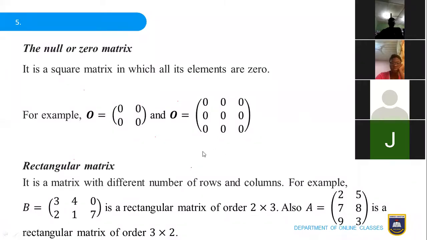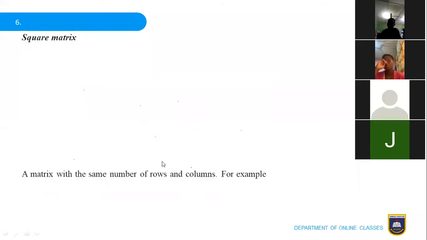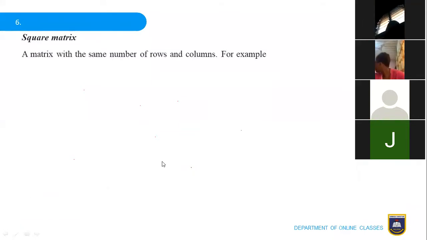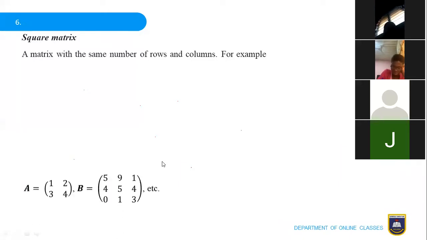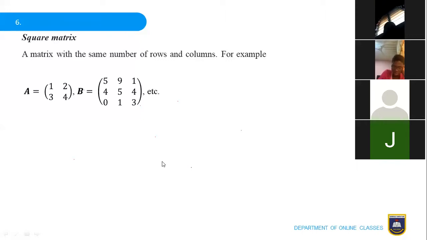Yes. Okay. So now we move on to the other matrices. Square matrix. What is a square matrix? It is a matrix with the same number of rows and columns. If you have a matrix having the same number of rows and the same number of columns, we say this is a square matrix. For example, we have the matrix A equal 1, 2, 3, 4. This is a 2 by 2 square matrix. The matrix B is also a 3 by 3 square matrix. You see that we have 3 rows and then we have 3 columns there. So we say that this is a square matrix.